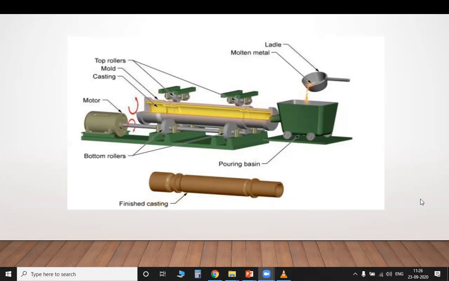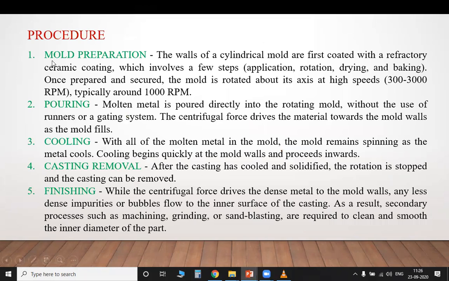Okay, so the first thing, the procedure. Whatever I have explained now: mold preparation. The walls of a cylindrical mold are first coated with a refractory ceramic coating.